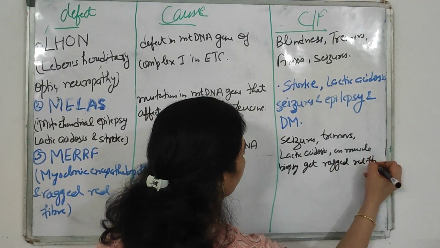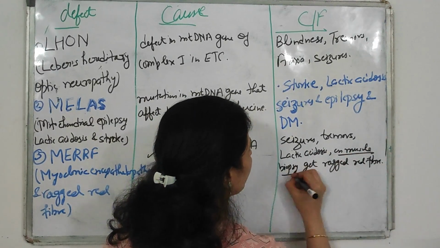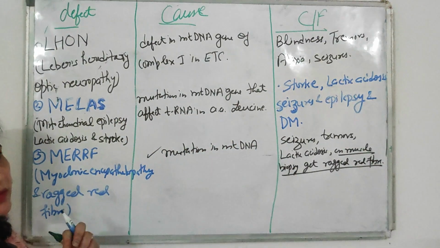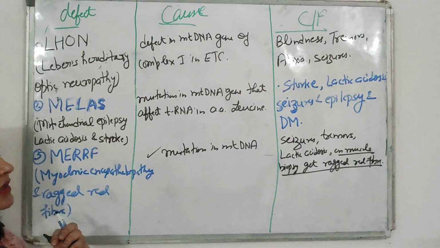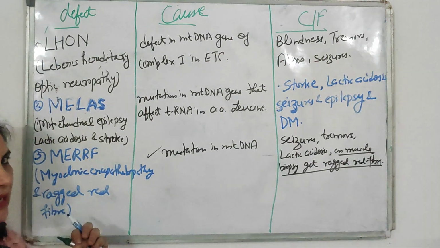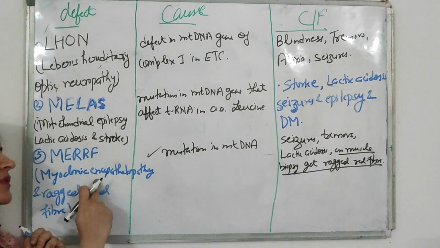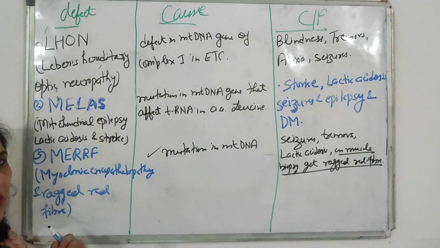Ragged red fiber. So this is the diagnostic of MERRF. First, as this is an encephalopathy, as usual you will get seizures, tremors, ataxia, tingling, numbness, and lactic acidosis. And when you do the muscle biopsy of patients suffering from this, on muscle biopsy you will get ragged red fibers.